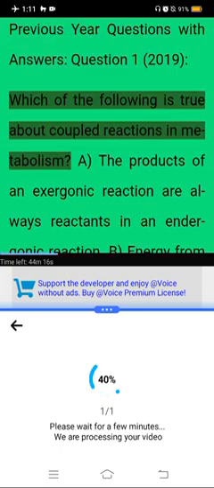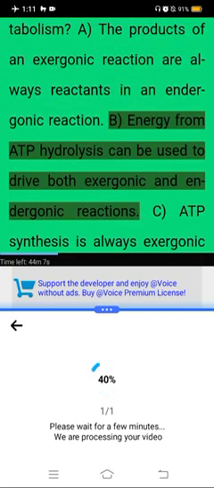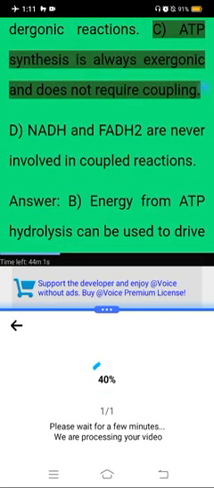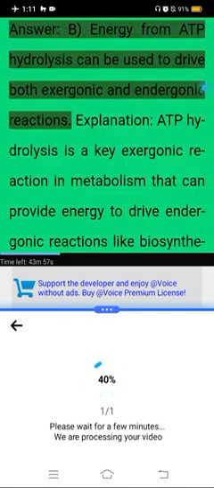Question 1, 2019. Which of the following is true about coupled reactions in metabolism? A. The products of an exergonic reaction are always reactants in an endergonic reaction. B. Energy from ATP hydrolysis can be used to drive both exergonic and endergonic reactions. C. ATP synthesis is always exergonic and does not require coupling. D. NADH and FADH2 are never involved in coupled reactions. Answer: B. Energy from ATP hydrolysis can be used to drive both exergonic and endergonic reactions.